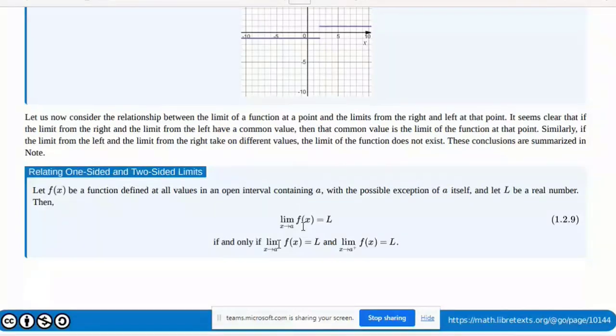In simple terms, we are saying the limit of f of x as x approaches A equals L if and only if the limit of f of x as x approaches A from the left is equal to the limit of f of x as x approaches A from the right. That is the condition that has to be satisfied.